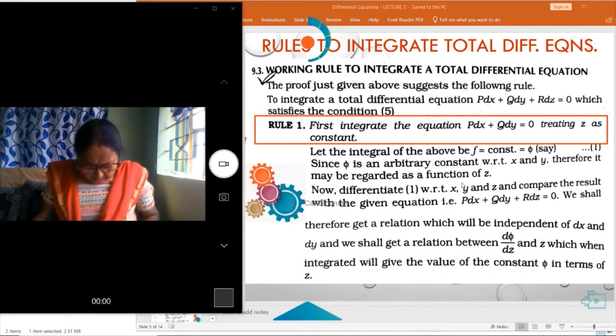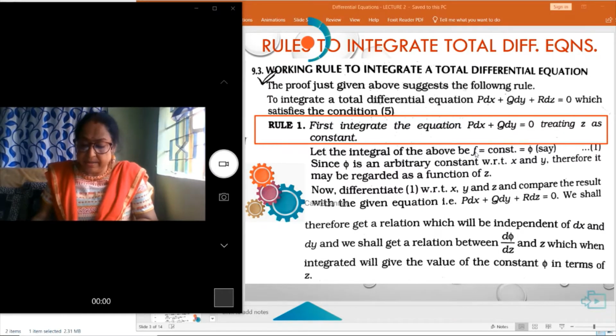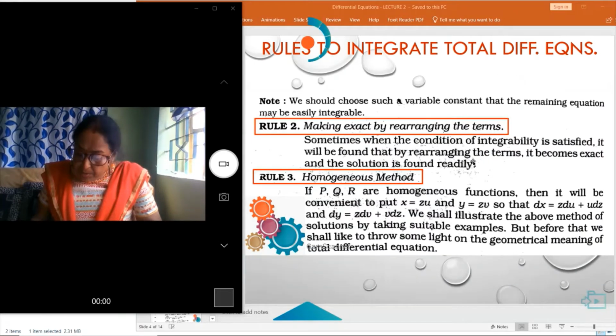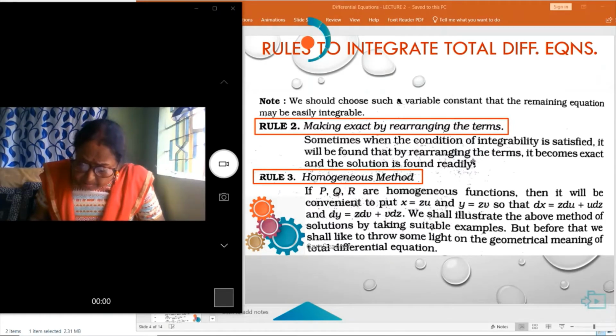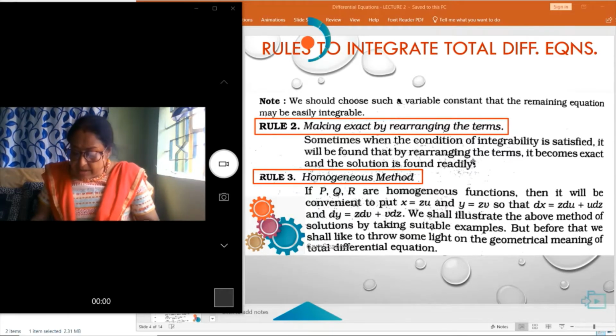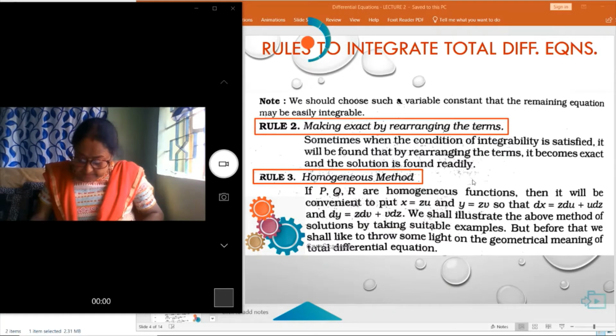The first rule is: first integrate the equation P dx plus Q dy is equal to 0, treating z as a constant. Now, rule 2, making it exact by rearranging the terms. Then third rule, homogeneous method.